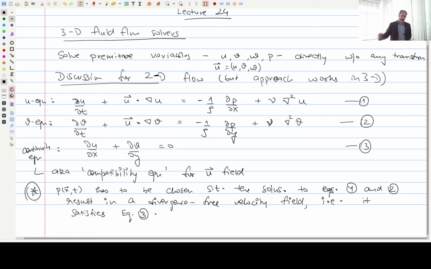So this equation number 3 actually is nothing but the divergence of the velocity field is equal to 0. So we call it divergence free velocity field because the divergence of velocity vector is 0. That is, it satisfies equation number 3.